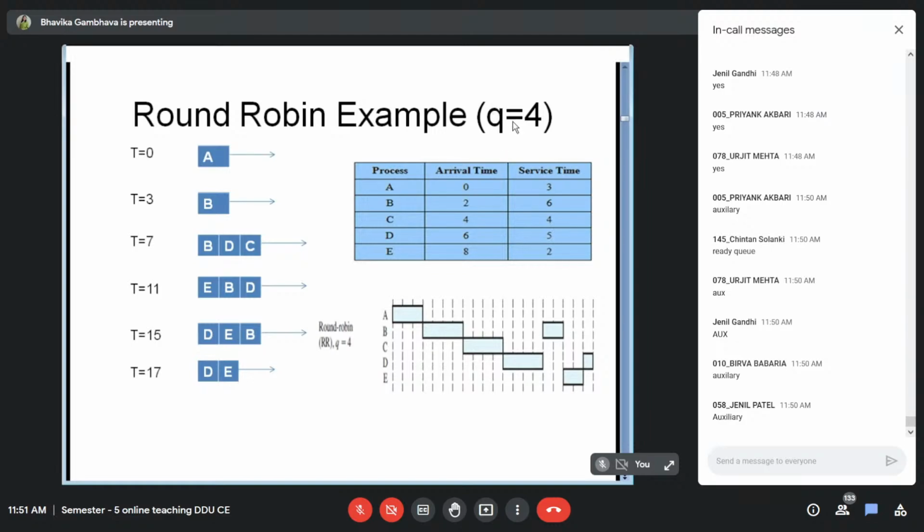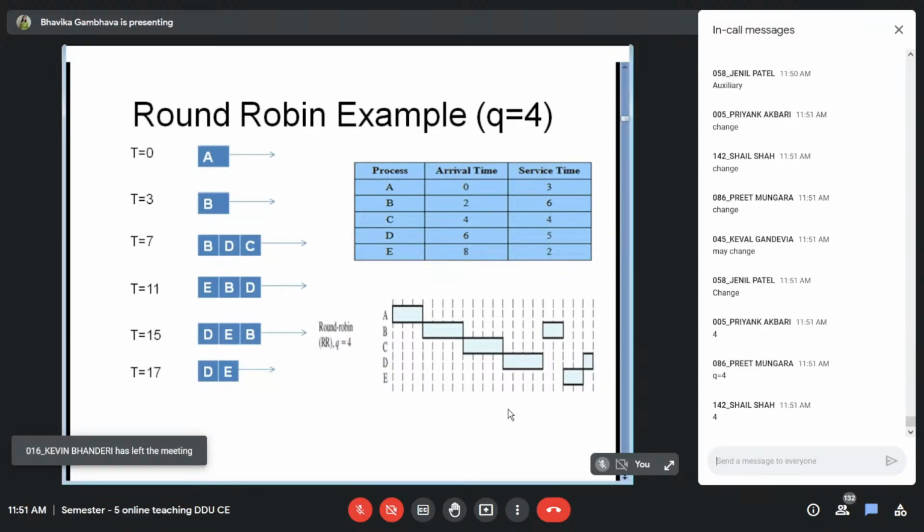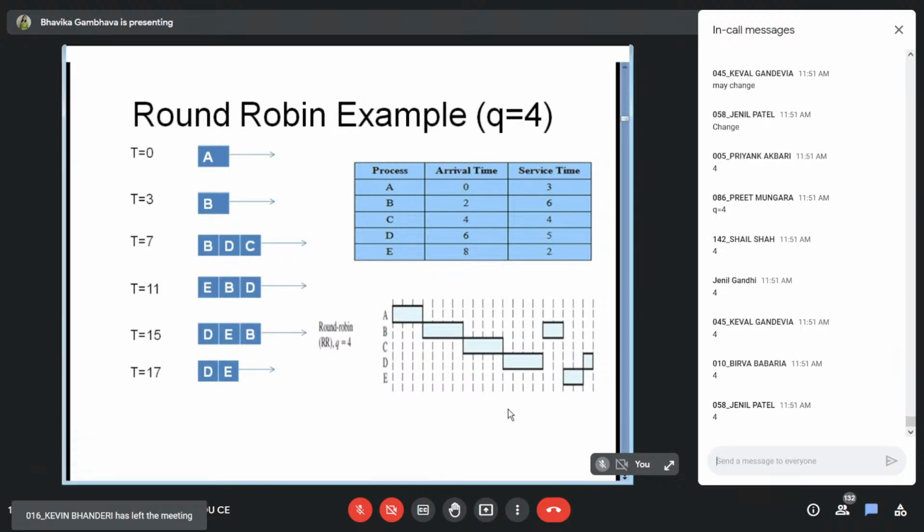Rather than keeping the time quantum 4, if we are keeping it 1, will it change the performance or will it be the same? Without calculating, can you just make a guess? Yes, it might change the performance. And which one might be better? Time quantum 1 or 4? 4 means after 4 you are switching. 1 means after 1, each one will be quickly changing.